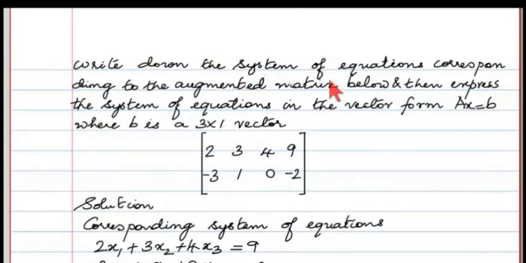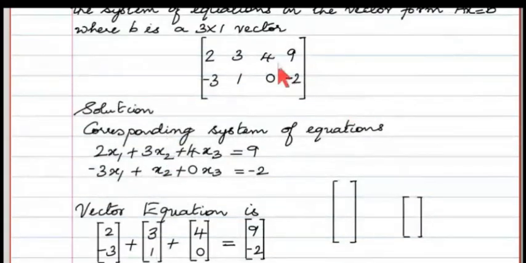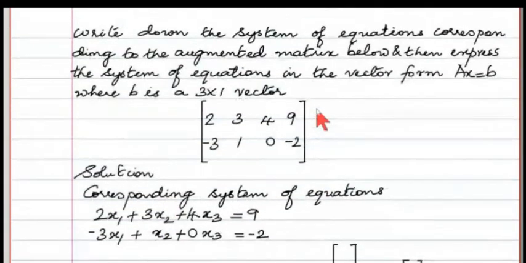Write down the system of equations corresponding to the augmented matrix below and then express the system of equations in the form of Ax equal to b, where b is a 3 by 1 vector. So this is our augmented matrix. The solution is, first we can write the corresponding system of equations. So the corresponding system of equations will be like this. These are our constant values, 9 and minus 2.